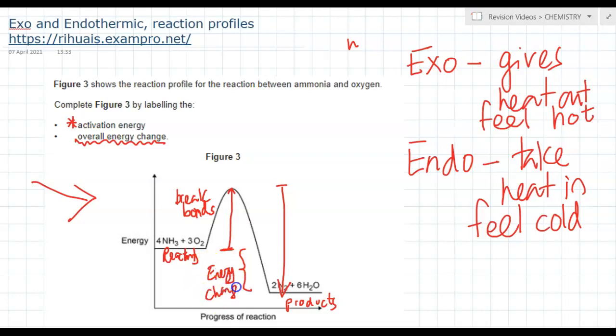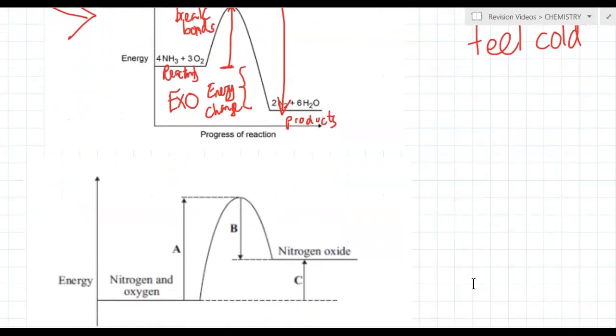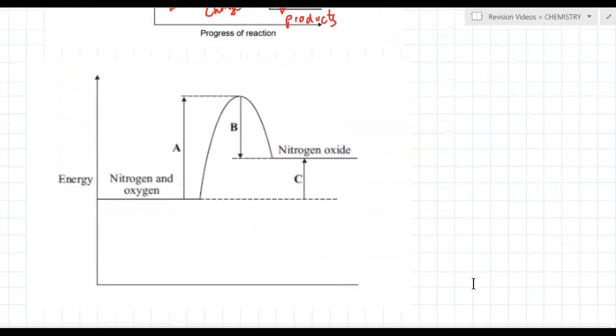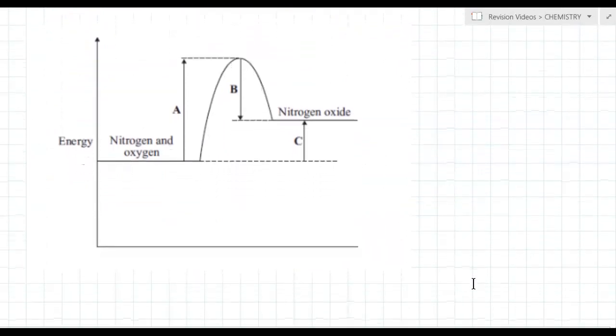And as you can see, in this case, you get out more energy than you had to put in. The energy change will be heat given out to the surroundings, and this is the reaction profile for an exothermic reaction. Okay, let's compare that to endothermic. So here I've got a reaction profile for an endothermic.